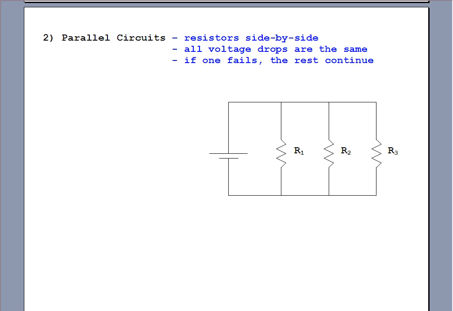If one of them fails, the rest can continue, but do expect to see the total current out of the battery diminish. The currents are typically different unless you make all the resistors exactly the same.